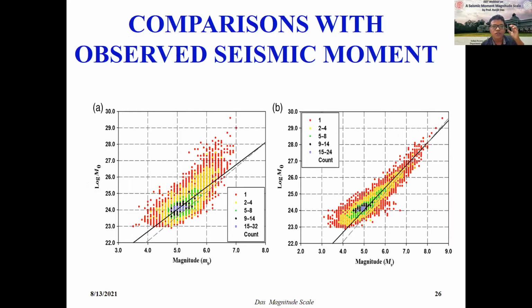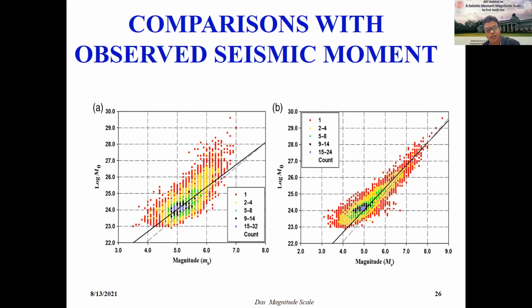So we compare with the observed seismic moment. We have the observed seismic moment data from the GCMT and try to connect from the mb and make relationships, and see how close it is to the seismic moment. We found the existing scale Mw is also not very close to the seismic moment.